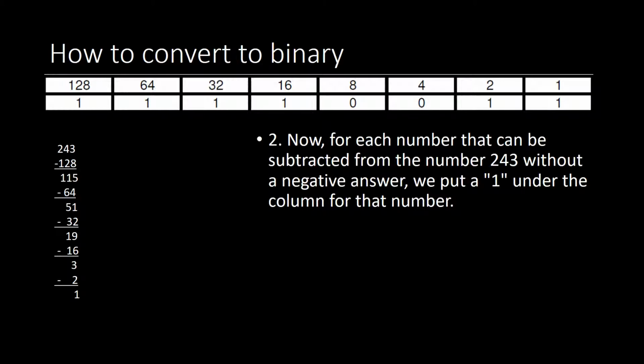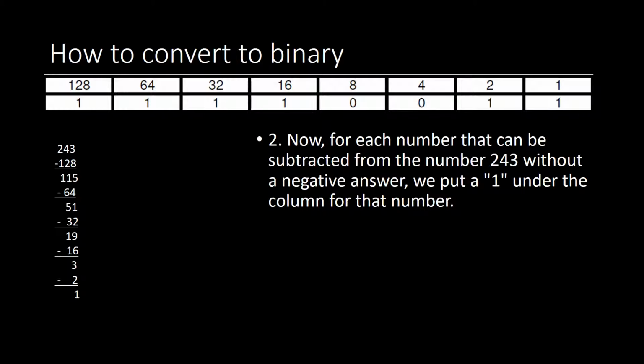Why, yes, we can. And we can do it without getting a negative number. So we're going to subtract 64. That leaves us 51, and we're going to put a 1 under that 64 because we could subtract it. The next number is 32. 32 subtracted from 51 is 19. It's not a negative number, so we're going to subtract it and put a 1 underneath the 32.